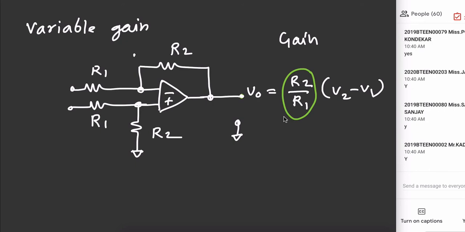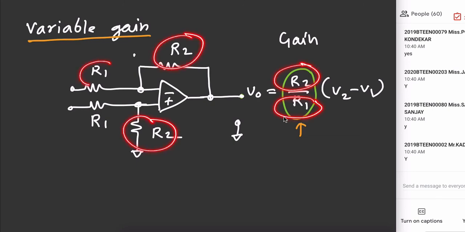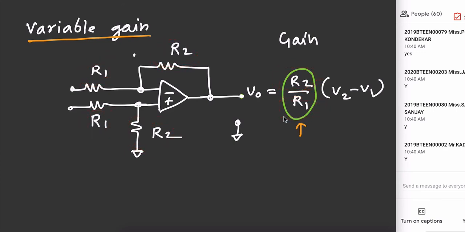Now there is one more problem which is related to this variable gain. If you want to change the gain, what will you do? Either you have to change R2 or you have to change R1. Now there are two R2 values and two R1 values. If you decide to have this variable resistor, then you have to adjust two resistors at a time. Now that is difficult.